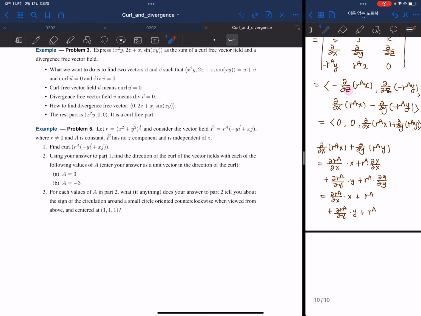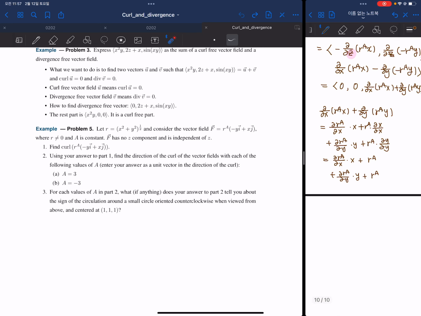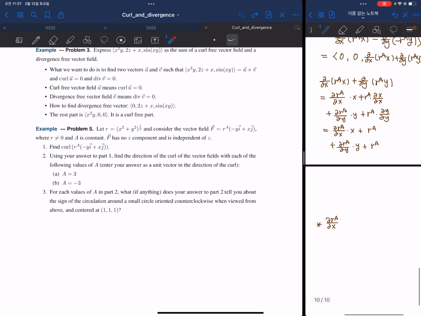And then let's think about how we calculate d(r to the a)/dx. Actually, our r was (x squared plus y squared) to the 1/2 here, so it means that r is a function of x and y, right?